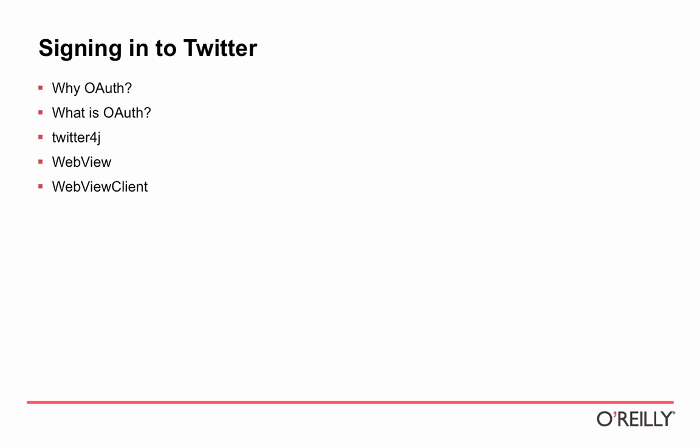So the steps that we're going to be dealing with today: a little bit of an explanation about OAuth again for anybody that missed it last week. I'll talk about the library that I'm using for Twitter. And then we're going to be using an Android component called a WebView and a companion class that works with the WebView, called a WebView client, to be able to do some interesting and useful things with Android and the Twitter web application.